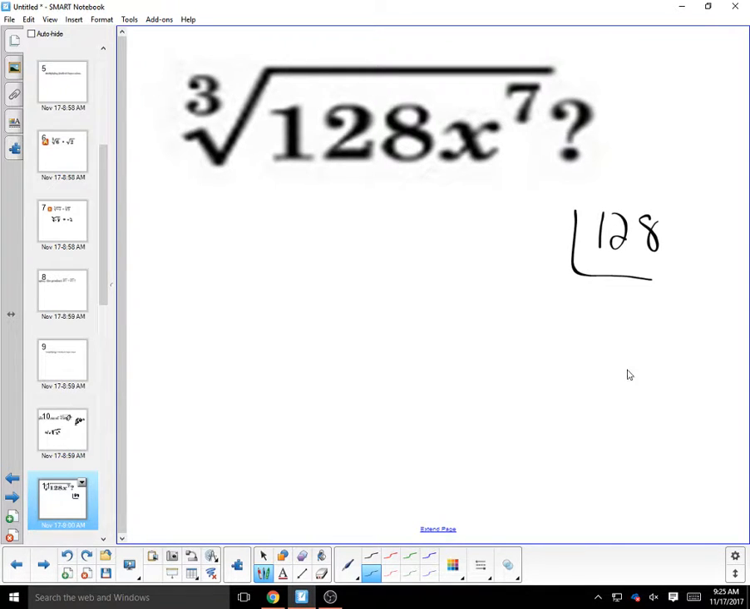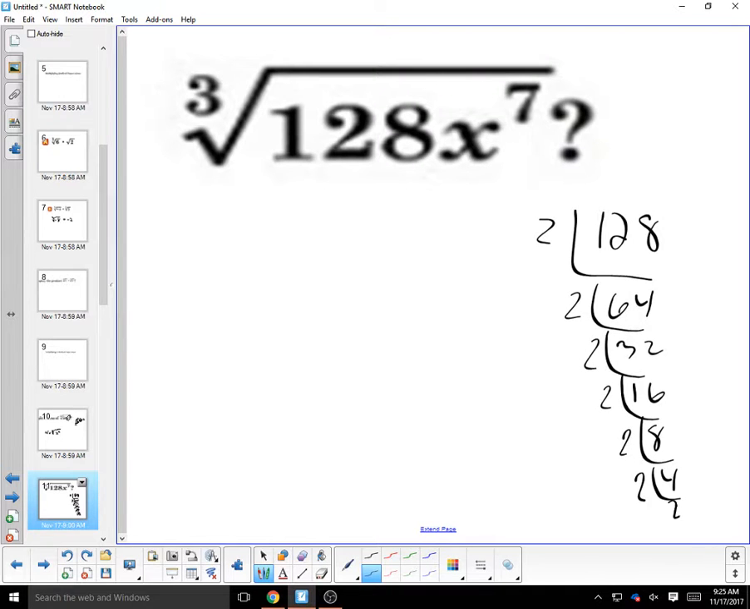Upside down cake. Let's see here. What's 128 divided by 3? Why didn't you use 2? Why did I use 3? Oh, because the index is 3? So 2, what's half of that? 128, 64. Divide that by 2, 32. Divide that by 2, 16. Divide that by 2, 8. Divide that by 2, 4, 2, and 2.